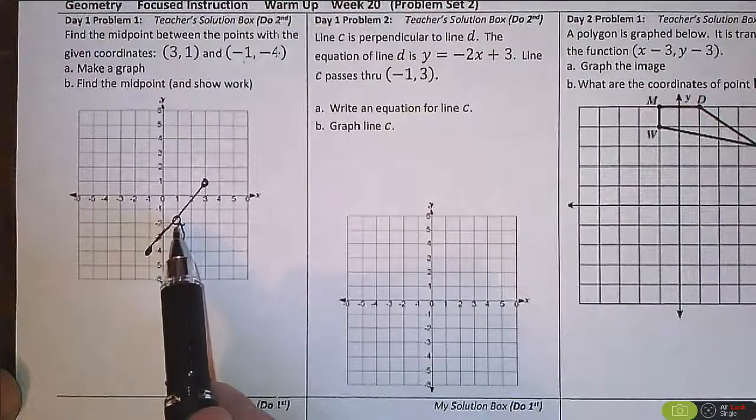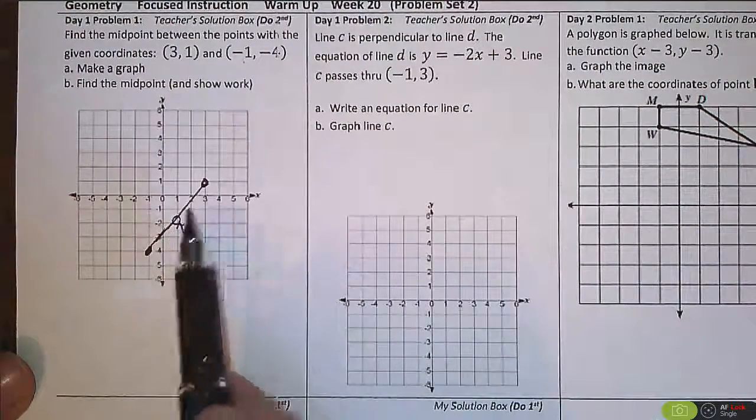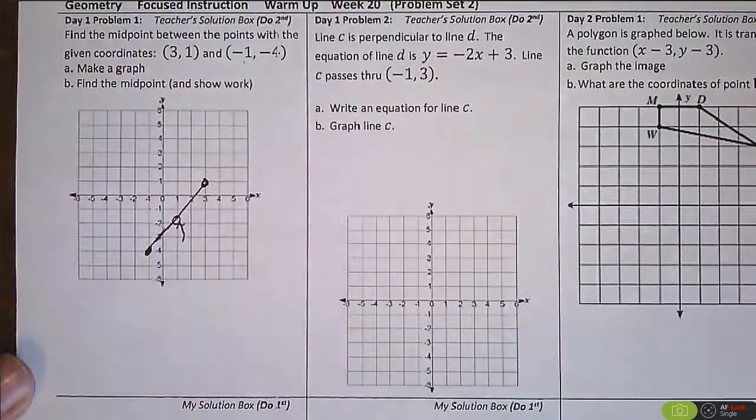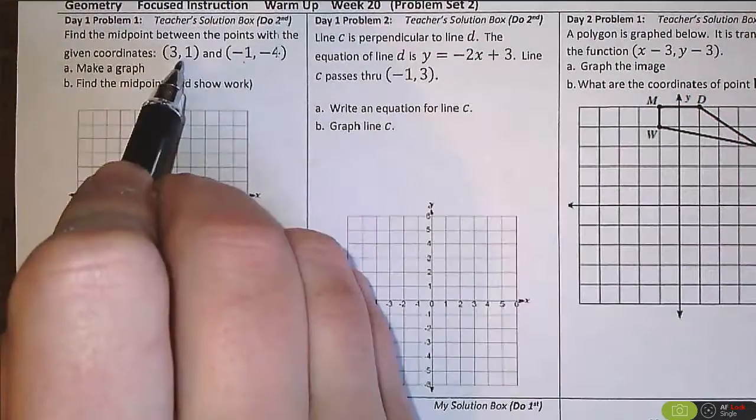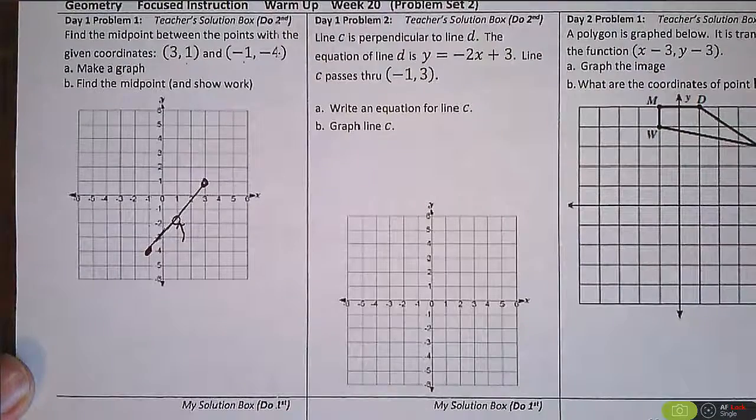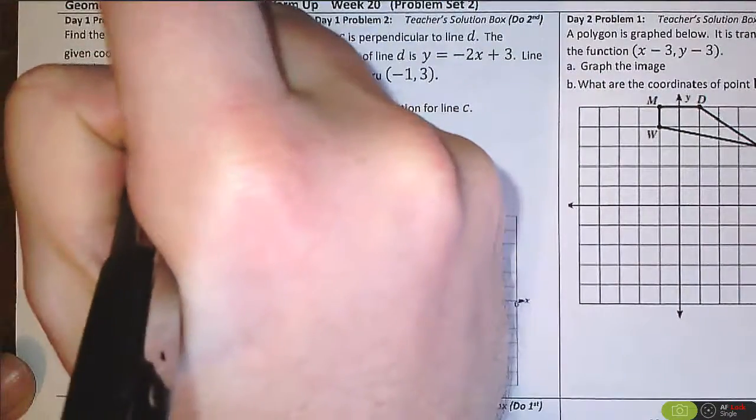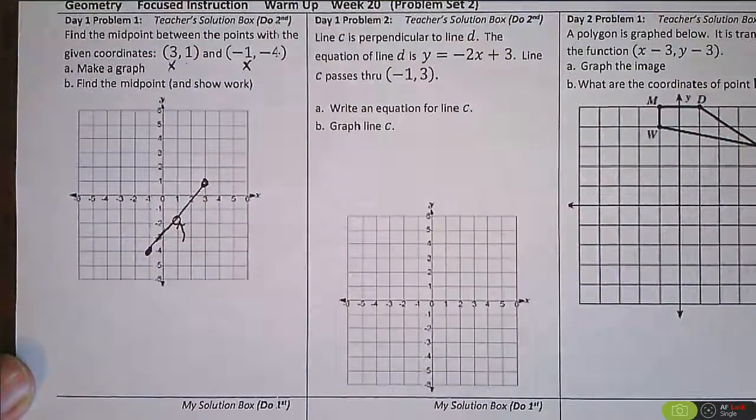Now to find this exactly, let's do some algebra and show the work. To find the middle of two numbers, you average the numbers. That means you add them together and divide by 2. When we're working with ordered pairs, we're going to average the x coordinates and average the y coordinates. This is an x coordinate and that is an x coordinate. Add those together and divide by 2.